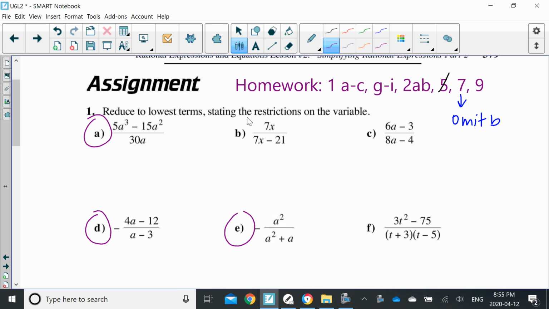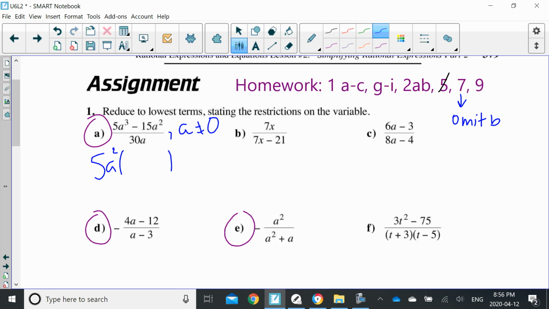Okay, reduce to lowest terms, stating the restrictions on the variable. The restriction on A is A cannot be equal to 0, right? That's because if A is 0, then my entire denominator becomes 0. What could you factor out of a 5a squared, or sorry, 5a cubed and 15a squared? You could factor out a 5a squared.